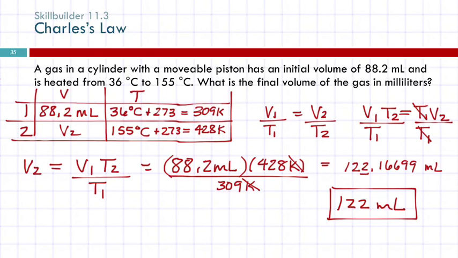I forgot to do this on the previous example. It's always a good idea to ask yourself, is it reasonable? So here we're taking a gas and we're heating it up. Do we expect the volume to get larger or to get smaller when we heat up the gas? We expect it to get larger. And 122 is larger than the starting volume, so that's a good sign. If it went the other way, that means you've got something backwards.